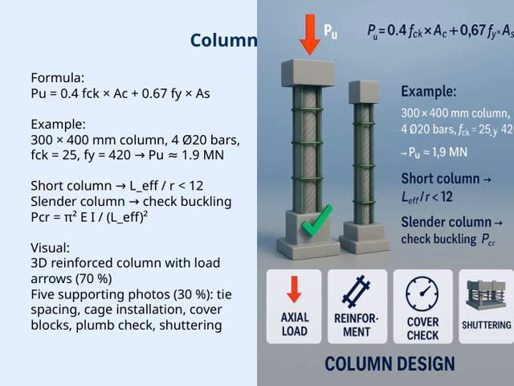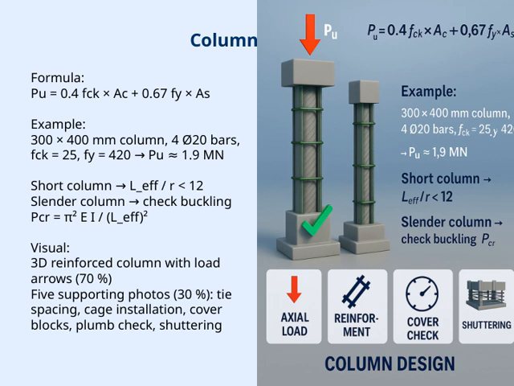It's important to differentiate between short and slender columns. If the effective length divided by the radius of gyration, Lf over r, is less than 12, we're dealing with a short column. For these, the formula we just discussed applies directly. However, if the column is slender, we need to check for buckling. The critical buckling load, Pcr, can be calculated using the formula pi squared times E times I divided by Lf squared. This helps us assess the stability under axial loads.